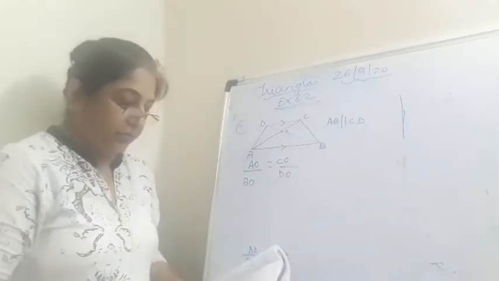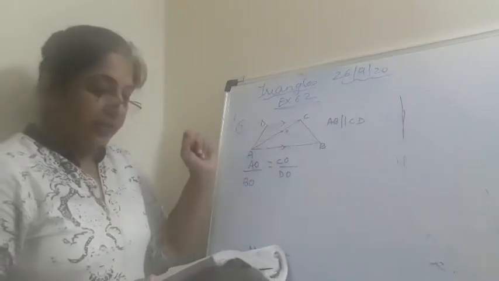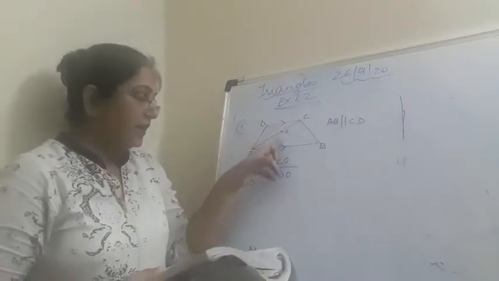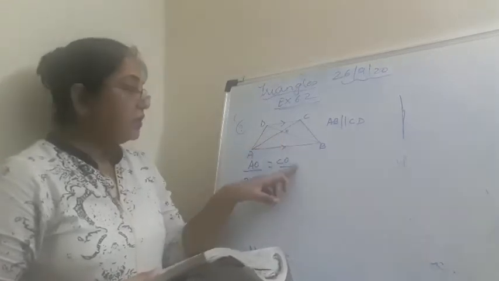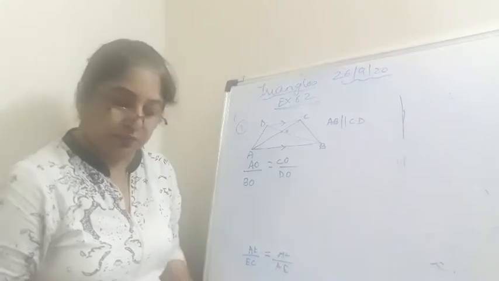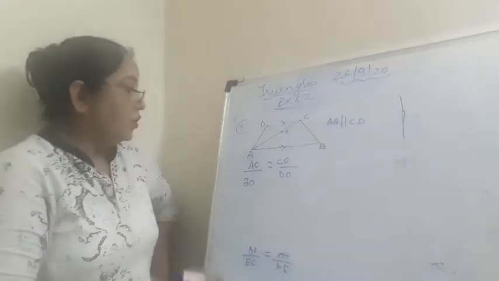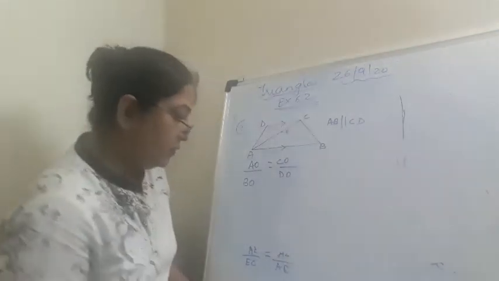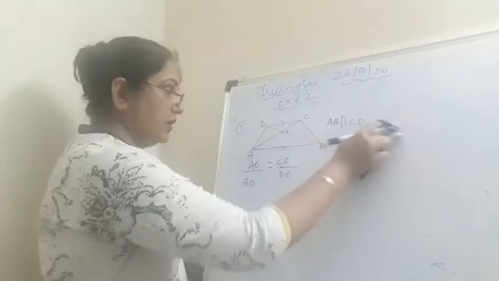Check the figure what I have drawn. ABCD trapezium in which AB is parallel to CD and the diagonals are intersecting at O. Show that AO upon BO is equal to CO upon DO. Okay. Now, what we can do? Obviously, we have to use the basic proportionality theorem. So for that, we have to do a construction.